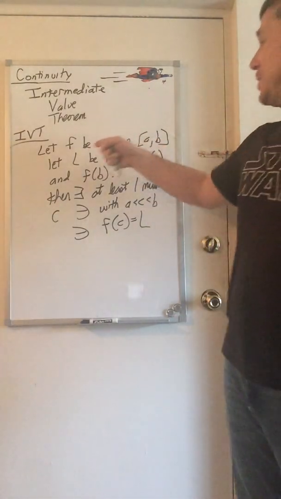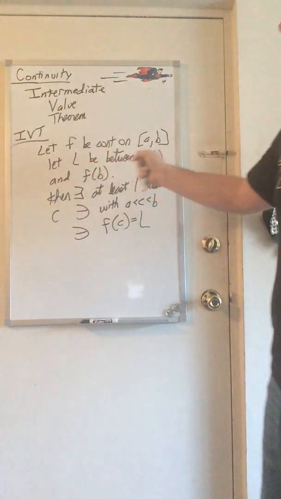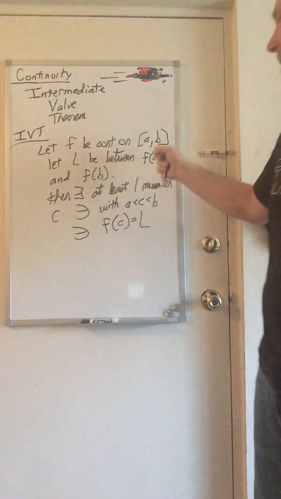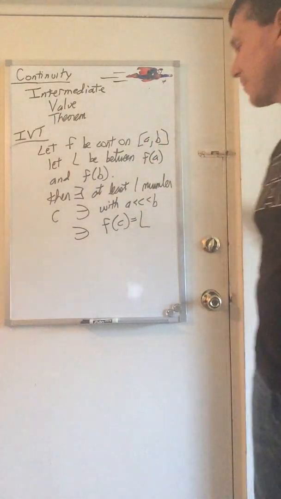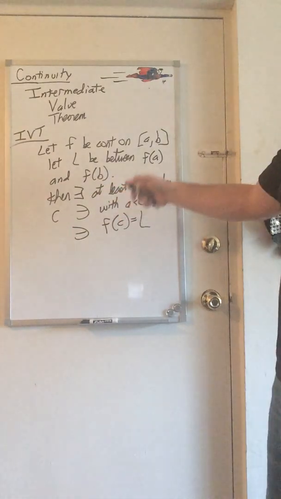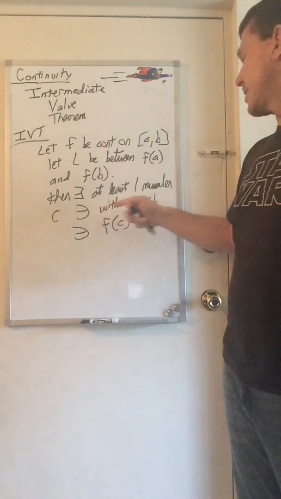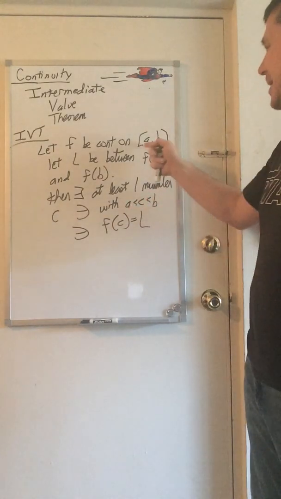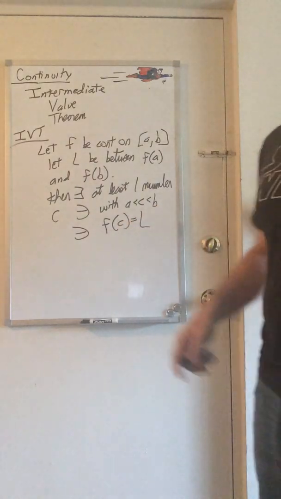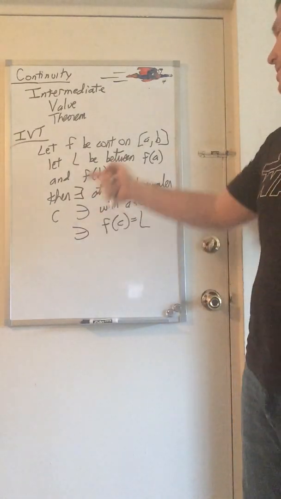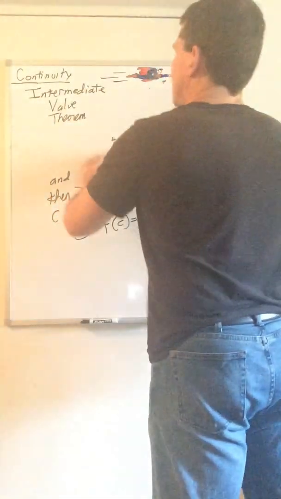But you have a function that's continuous on a closed interval. Let L be some number between f of A and f of B. Keep in mind, this is not A and B. It's the function value f of A and the function value f of B. Then there has to exist at least one number C with A less than C less than B, so C is in the interval between A and B, with f of C equal to L, which is the value between f of A and f of B.